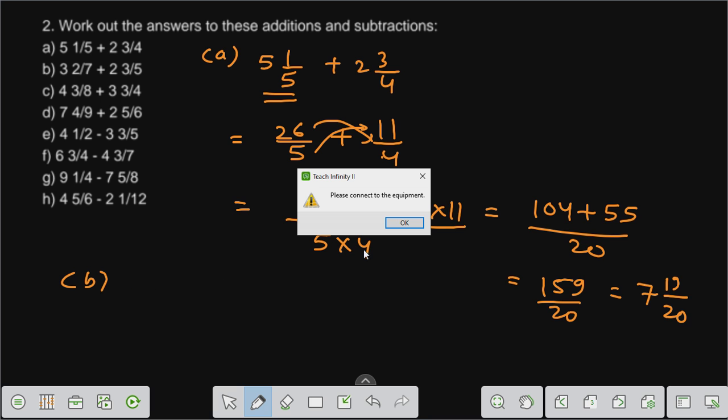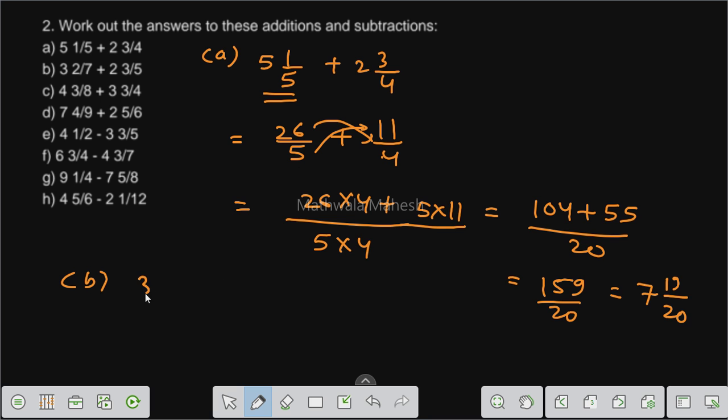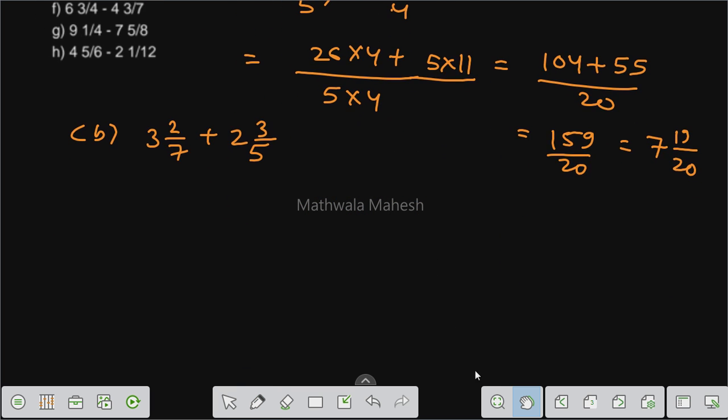Second one, 3 and 2 by 7 plus 2 and 3 by 5. This is 21 plus 2, 23 upon 7, plus 10 plus 3, 13 upon 5.